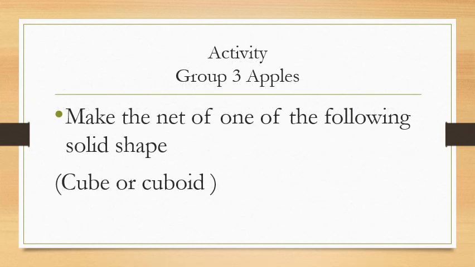Group 3 apple. Your activity for today is to make the net of one of the following solid shapes. What are you doing? You're making the net of one of the solid shapes, either the cube or the cuboid. And remember, we said that the net of the solid shape is when it's laid out flat, so you're making something flat.